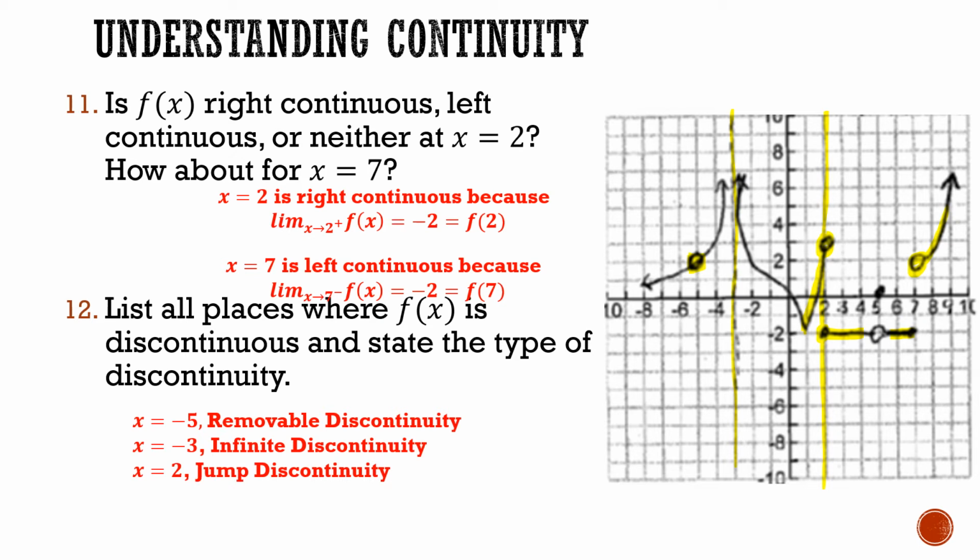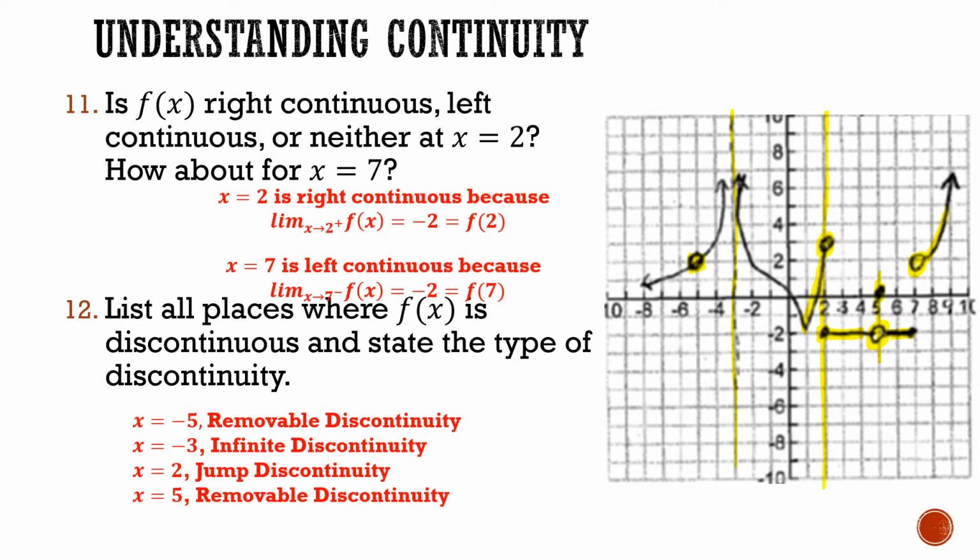Then I have an issue here at 5. At 5, again, I have an open circle and then I have a closed circle above it. Again, that is what we call removable discontinuity because there's a hole in the graph and we could fill that hole. We could remove the discontinuity if we wanted to by filling the hole.